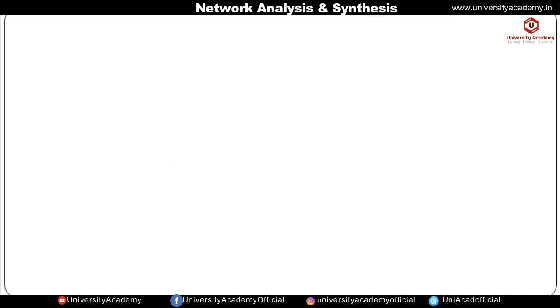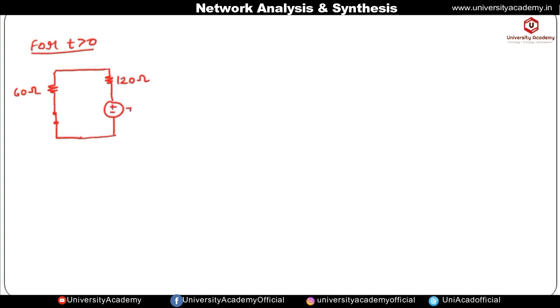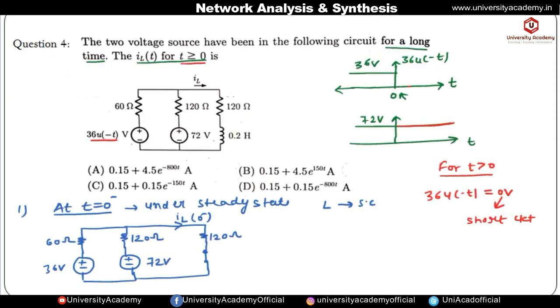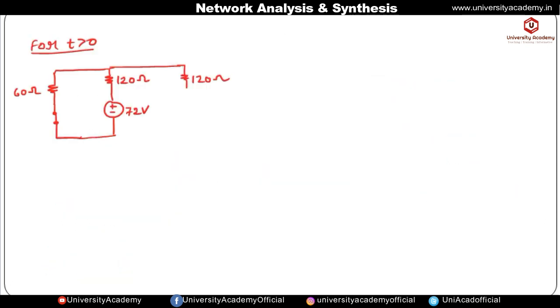Let us draw the circuit for t greater than 0. Here we had a 60 ohm resistance. The 36 into u of t voltage source has become 0, and if a voltage source value is 0, it is replaced by a short circuit. This is 120 ohm and this is 72 volt, which remains as it is. This is connected in parallel with another 120 ohm and the inductor, whose value is 0.2 Henry.